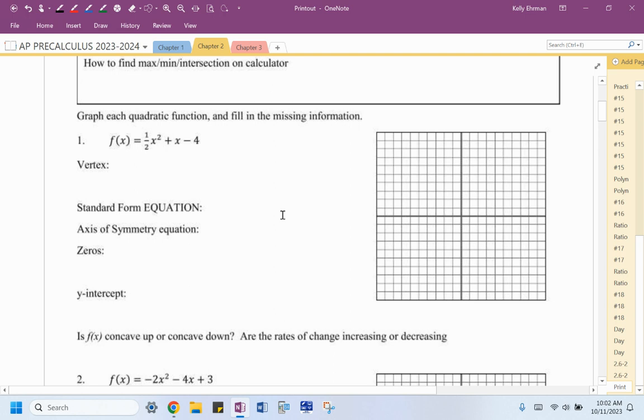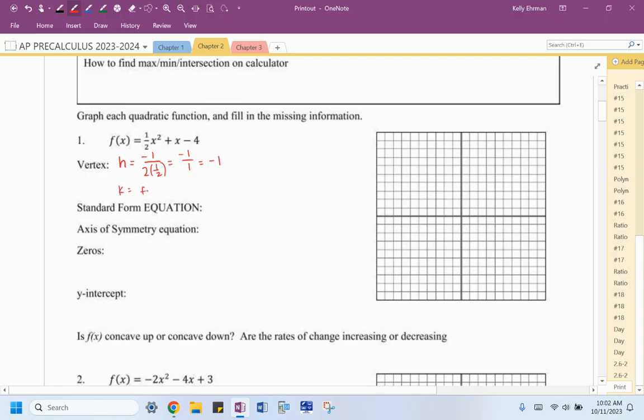All right, so graph this quadratic function, fill in the missing information. So I like to start by doing the vertex. Some of you completed the square on your quiz, but you were making mistakes doing that because it's harder. So I would find the vertex first. h is the opposite of b over 2 times a. Negative 1 over 1 is negative 1.